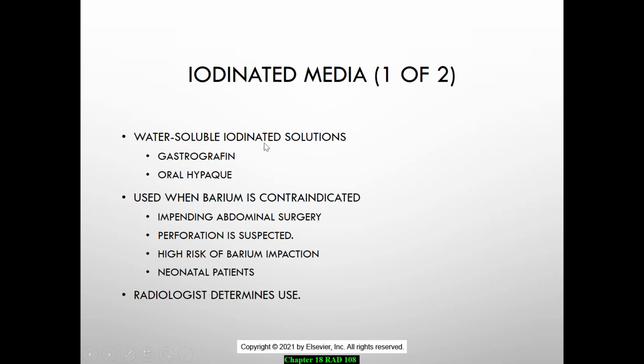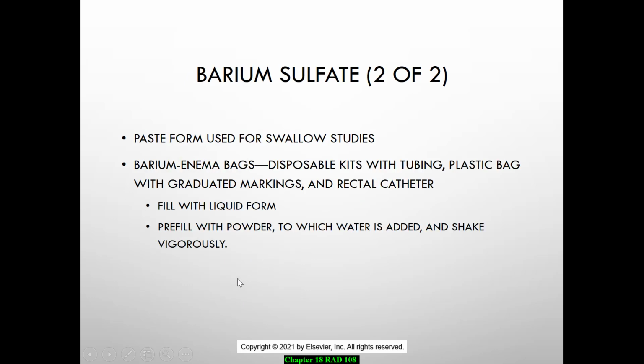You have water-soluble iodinated solutions, like Gastrografin, and these are typically done if the person can't have the barium. So you'll get into more detail in Cindy's class as to what is to be used when. So if the barium is contraindicated, they've had abdominal surgery, they have a perforation that might be suspected, they're high-risk for barium impaction, so their stool's going to build up, or neonatal patients, that's where we'll pull out that Gastrografin.